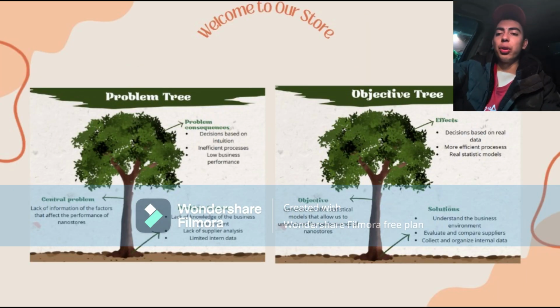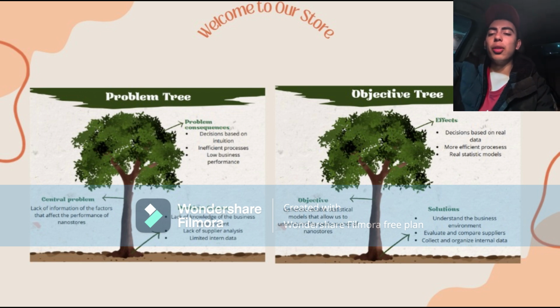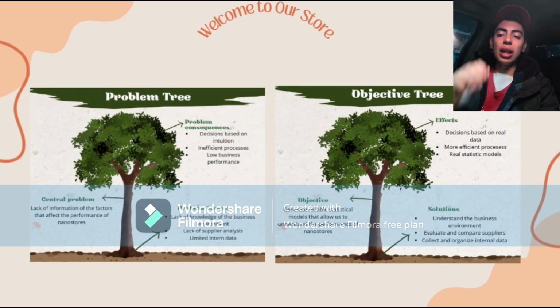To begin the project, we worked on understanding the main problem affecting nanostore performance, which was the problem tree on page 2 of our document. We identified that the central issue is the lack of information about the factors that influence nanostore operations. This leads to consequences such as inefficient processes and low business performance.